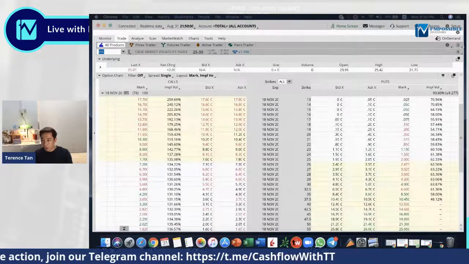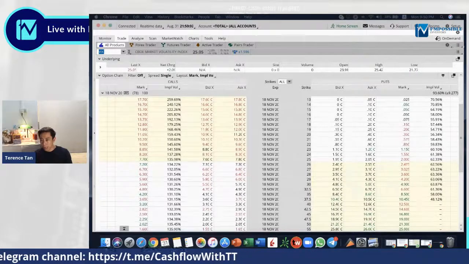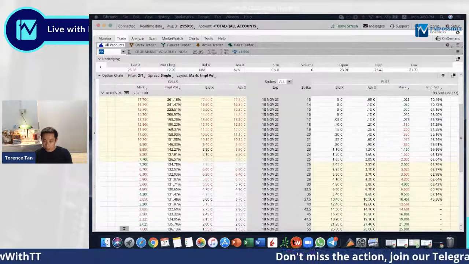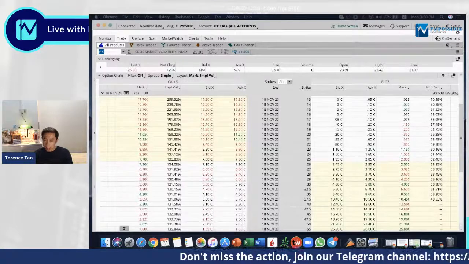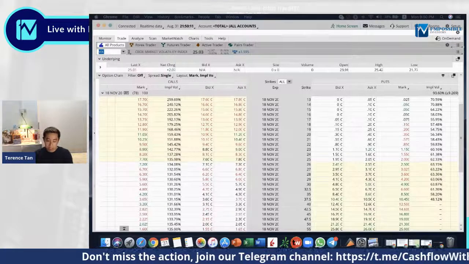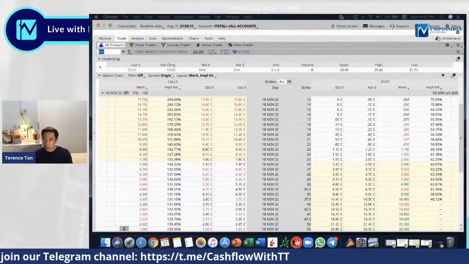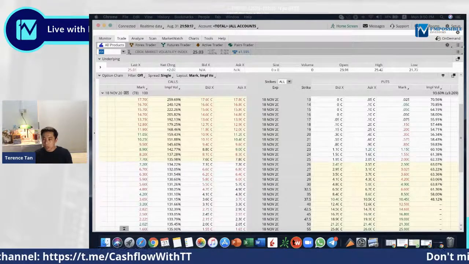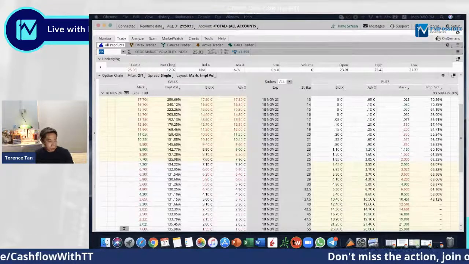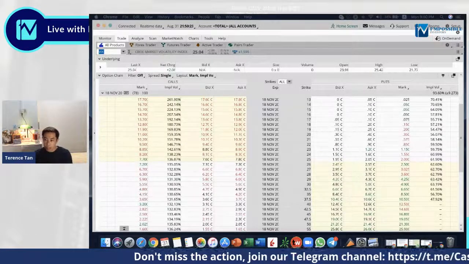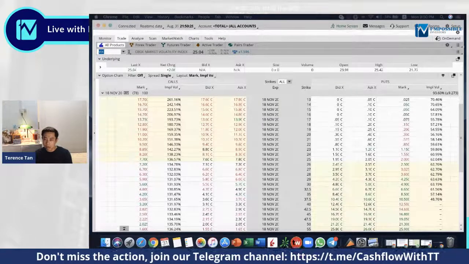Let me get the order filled first. Okay, 1.15 is not biting, so let me try to move it a little bit. It seems like these options are moving in 5-cent intervals, so let's see if I can submit one in between. It doesn't work. So it's either I'm going to take a 1.10 or a 1.15 over here.